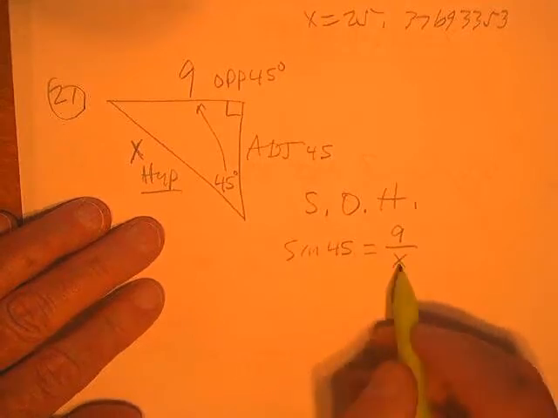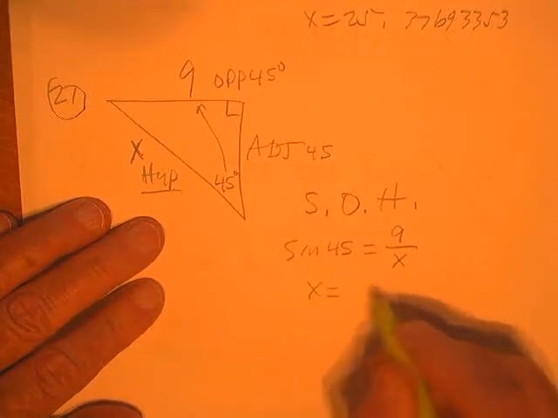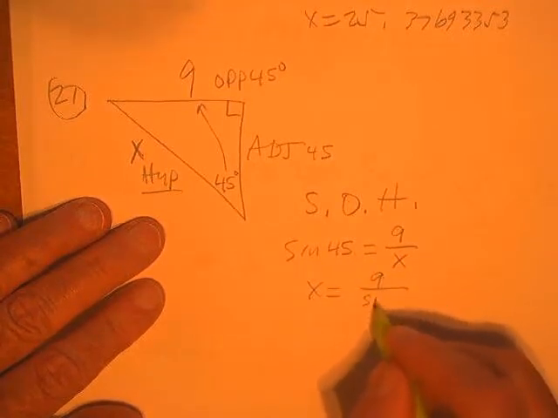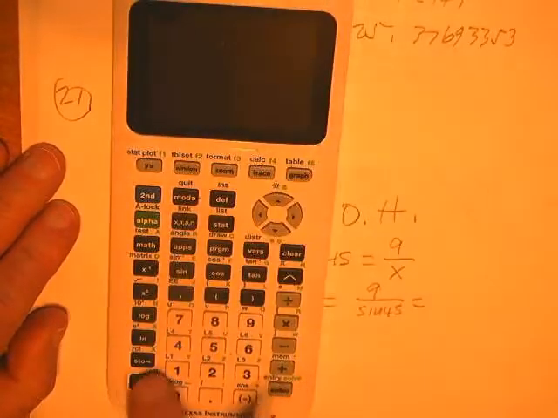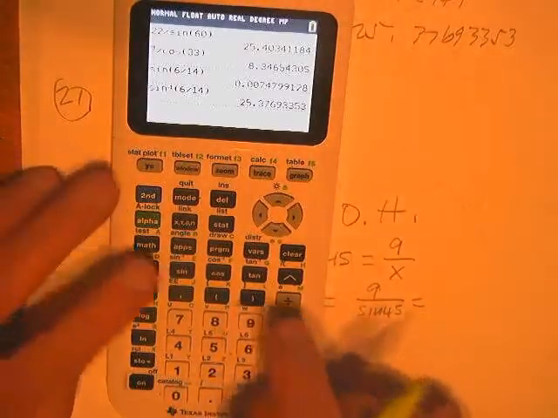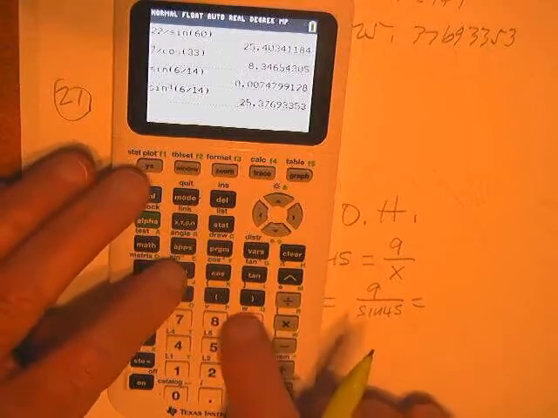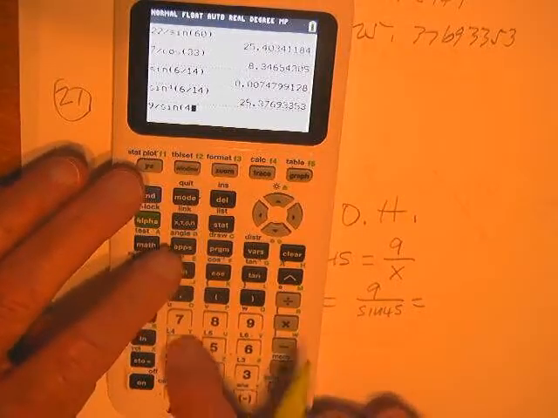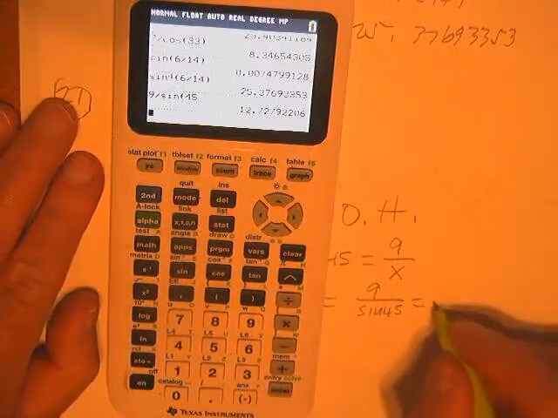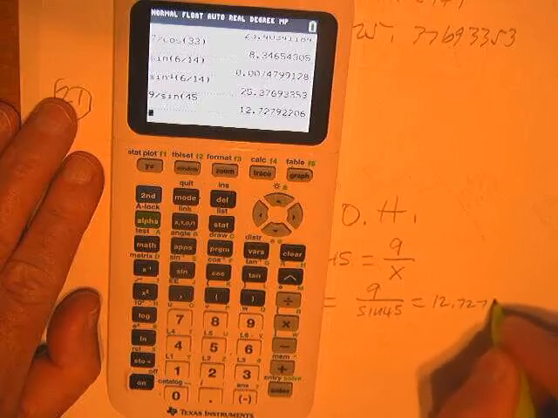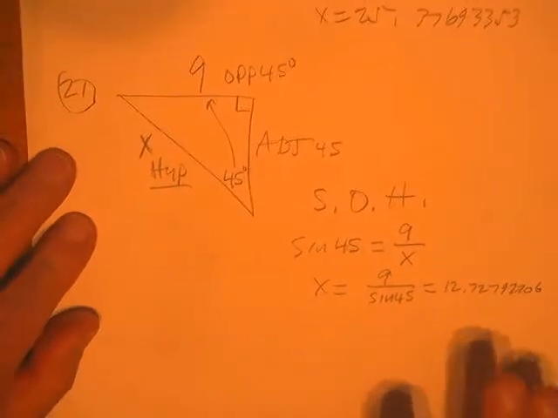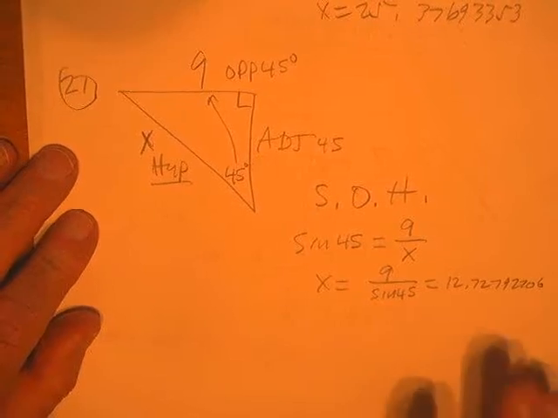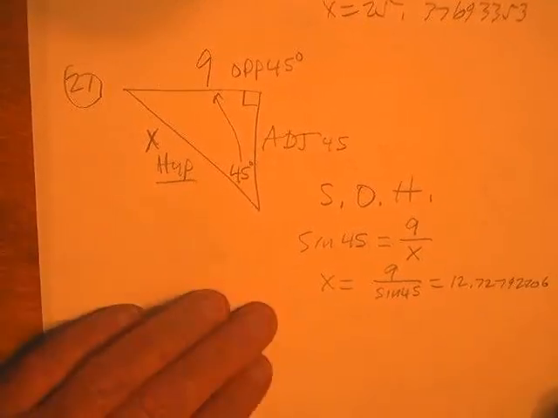And then let's just switch these. And calculate. So we've got 9 divided by sine 45. There you go, 12.7279 2206. No rounding. Do not round.